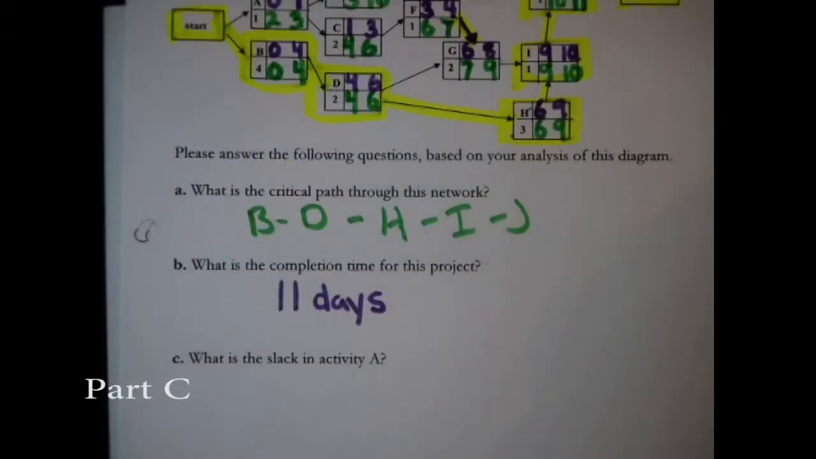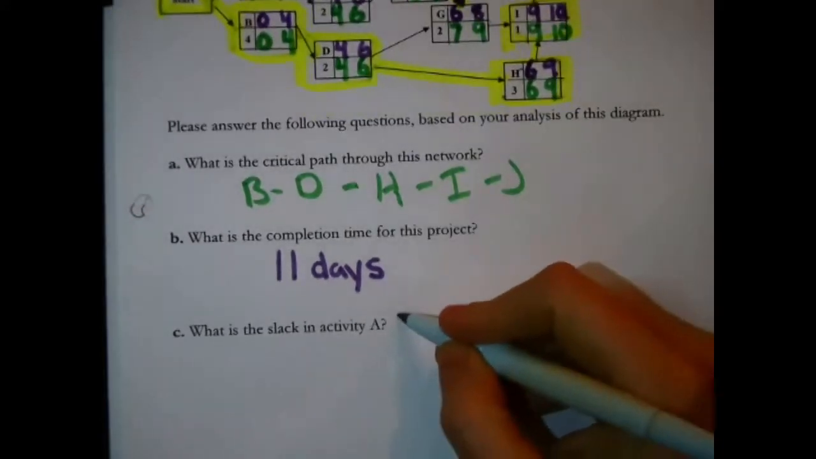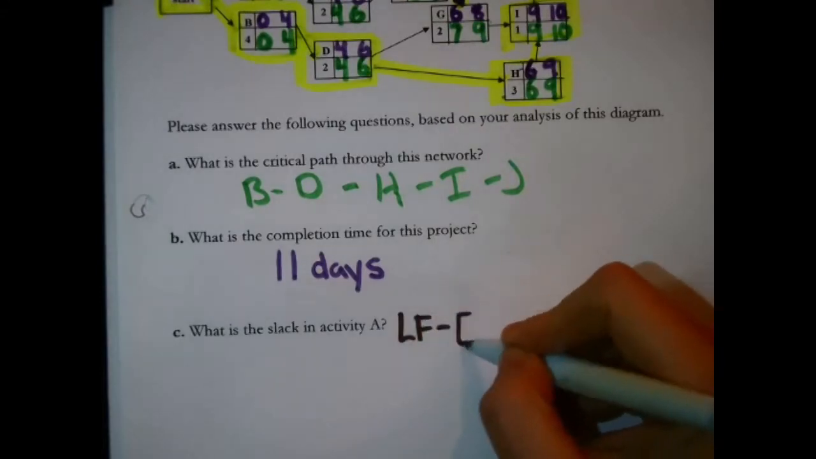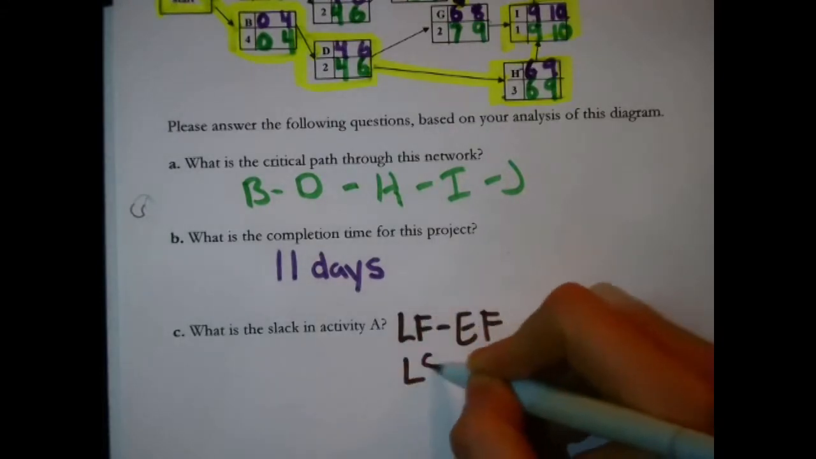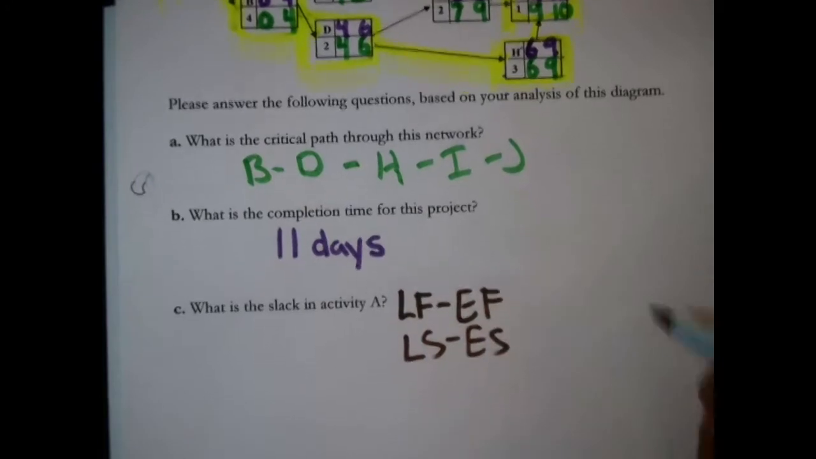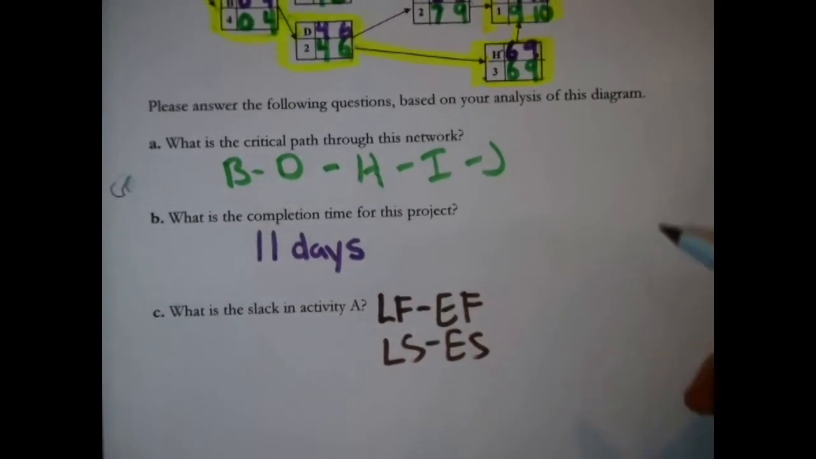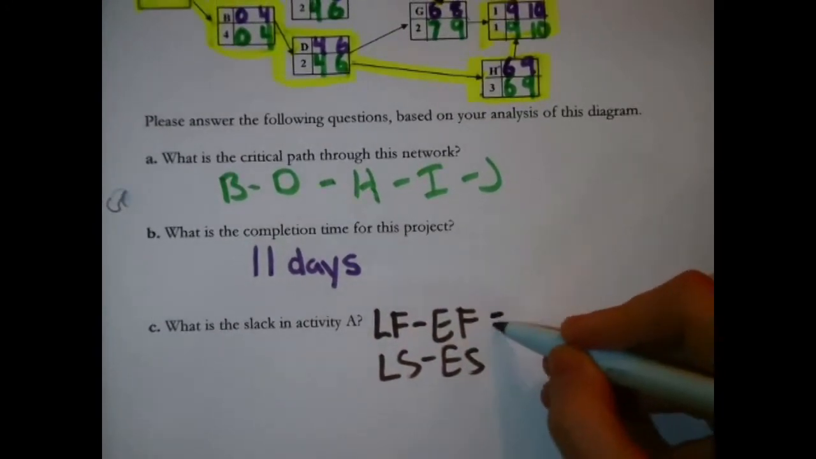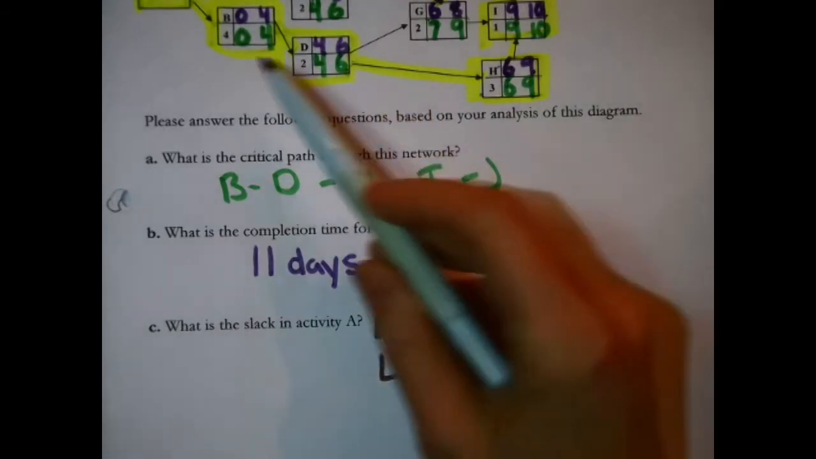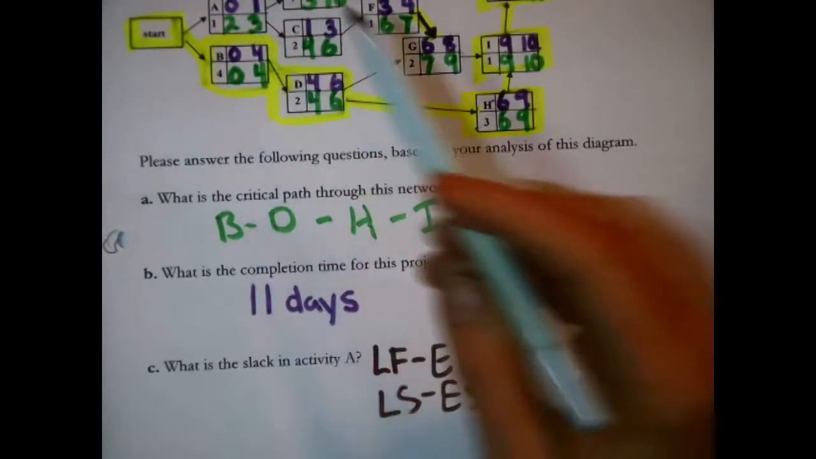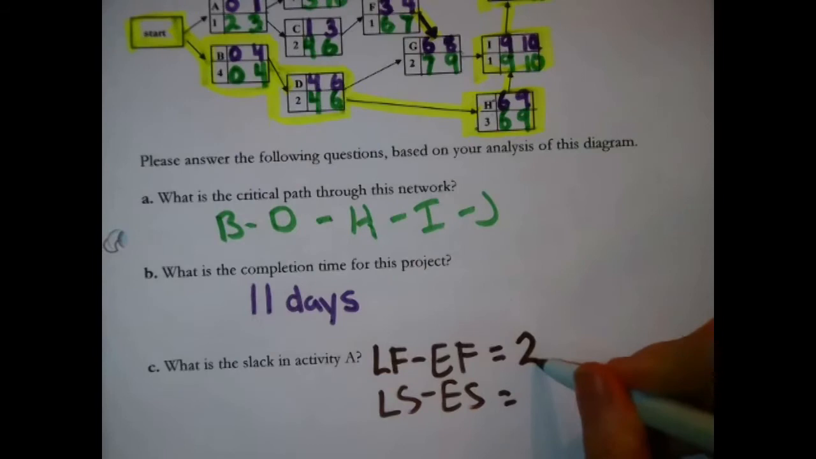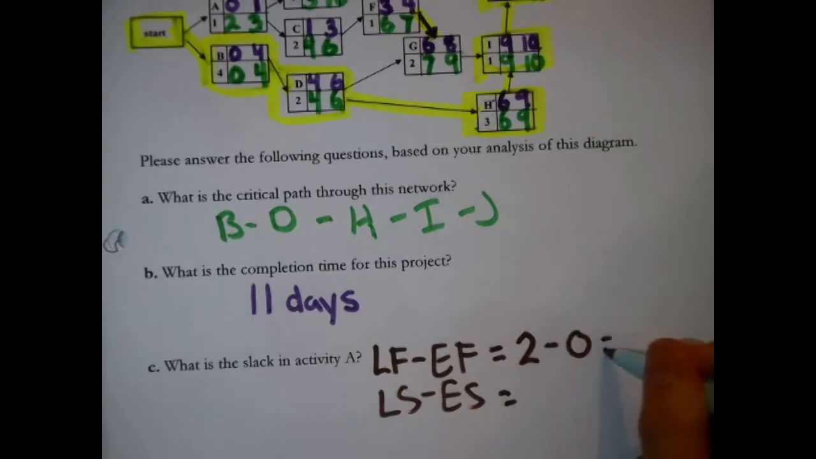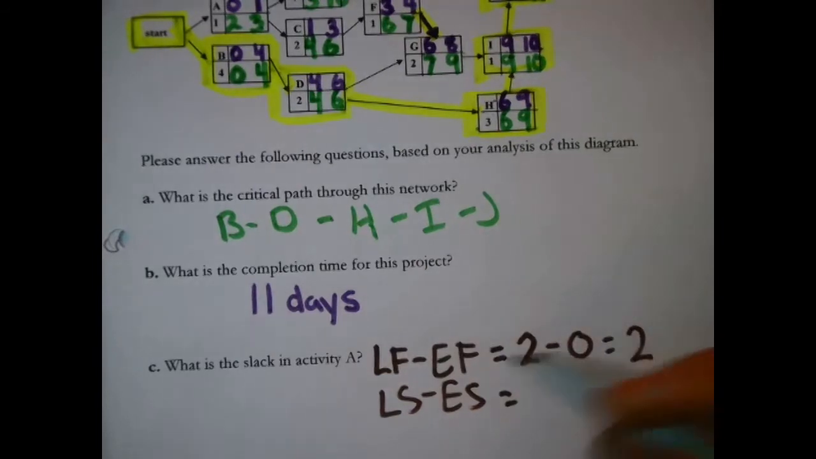What is the slack in activity A? We were just saying slack is the difference between, for instance, the late finish and the early finish, or the late start and the early start. You'd better get the same answer in both cases, because if you don't, there's some kind of problem with your math. So we look up here to A: late start time of 2, early start time of 0, equals 2. There's a slack of 2.